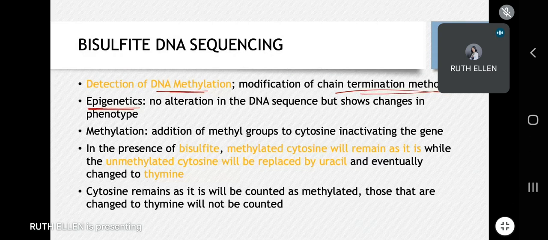So pag sinabi nating methylation, it is the addition of methyl group to cytosine which inactivates the gene. So in the presence of bisulfite, the methylated cytosine will remain as it is even if nag-add tayo ng bisulfite, while the unmethylated cytosine will be replaced by uracil and eventually change to thymine. So cytosine remains as it is, will be counted as methylated, and those that are changed to thymine will not be counted. So for bisulfite DNA sequencing, ang tinitingnan natin dito is kung ilan yung mga methylated cytosine natin. Okay? Ilan yung methylated cytosine?